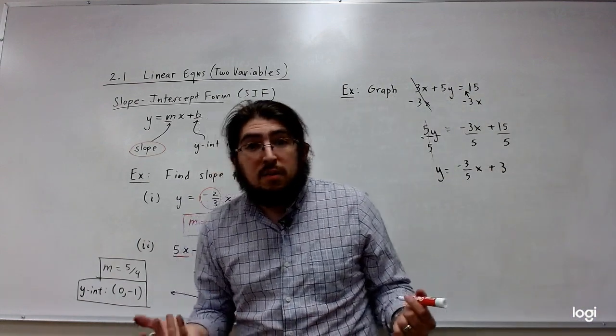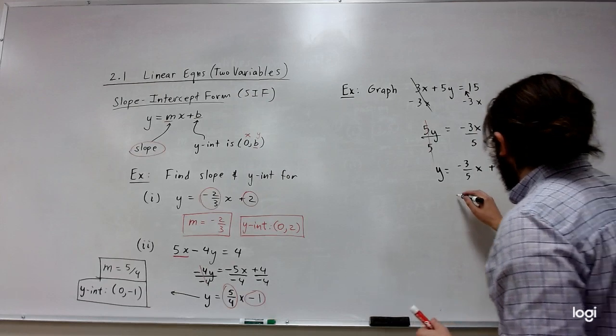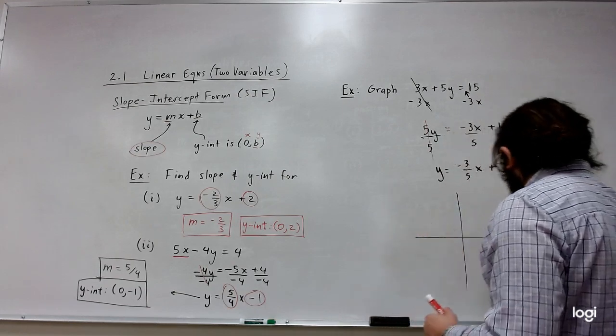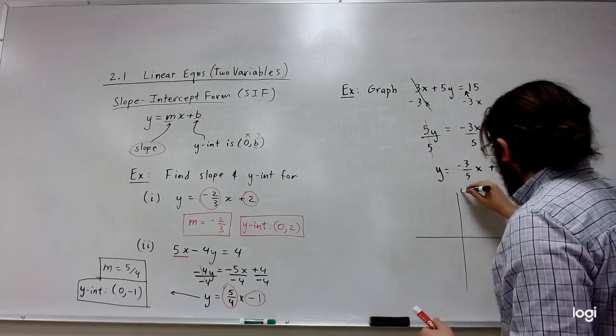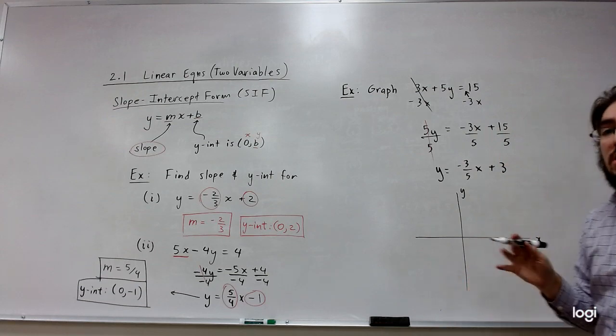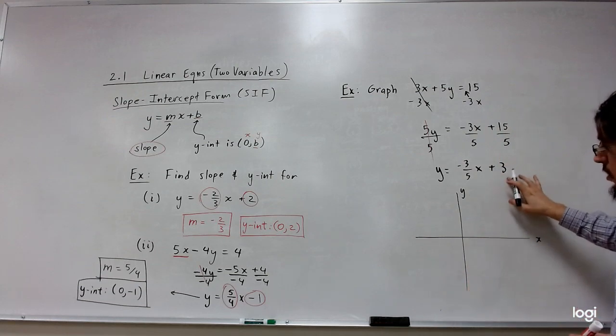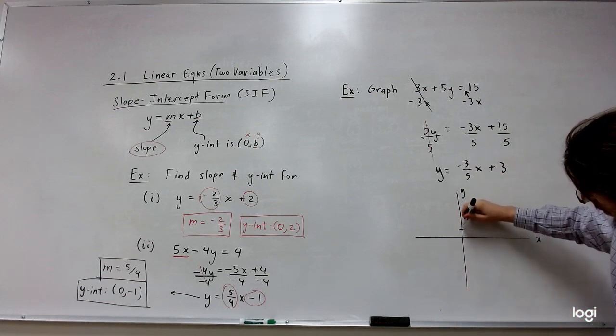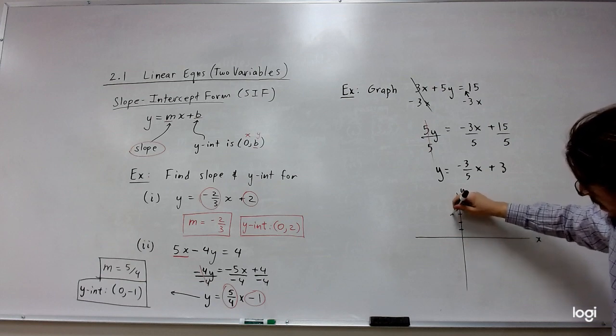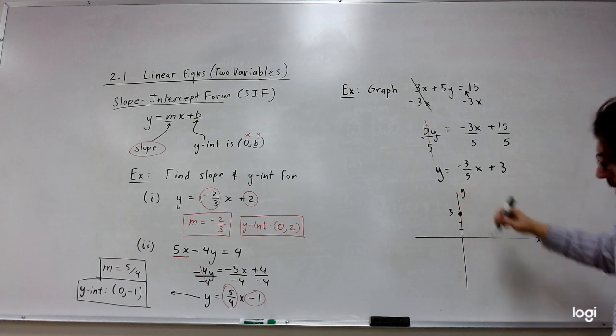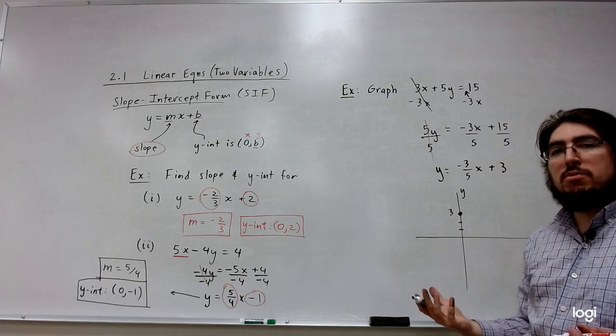What does this mean as far as graphing goes? Well, let's try to create an xy plane and let's see if we can figure it out. First off, the y-intercept is 0, 3. So we go up 1, 2, 3. Perfect. That is the y-intercept. That's where the line will pass through the y-axis.